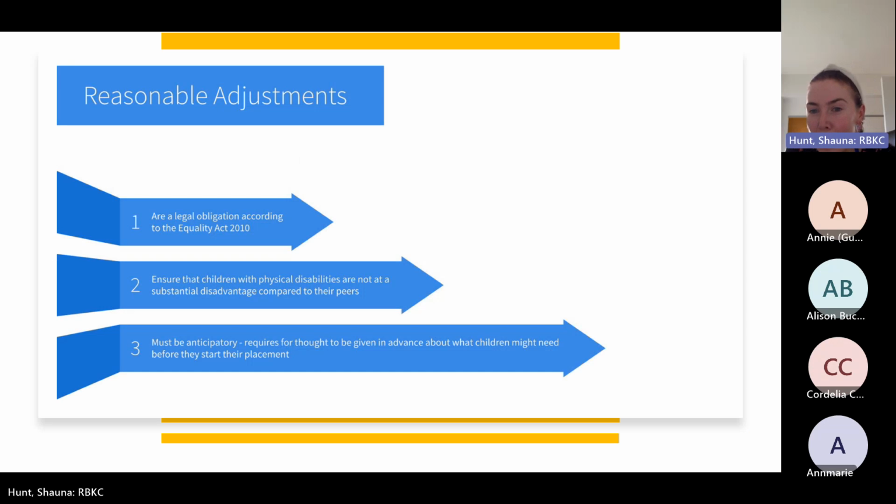Okay, so now I'm just going to talk in a little bit more detail about some of the practical actions that you may need to take to support a child who has a physical disability in your setting. In the SEN Code of Practice, these are known as reasonable adjustments. Reasonable adjustments are a legal obligation according to the Equality Act of 2010. We have to ensure that children with physical disabilities are not at a substantial disadvantage compared to their peers. And it must be anticipatory, so it requires forward thought to be given in advance about what children might need before they start their placement.